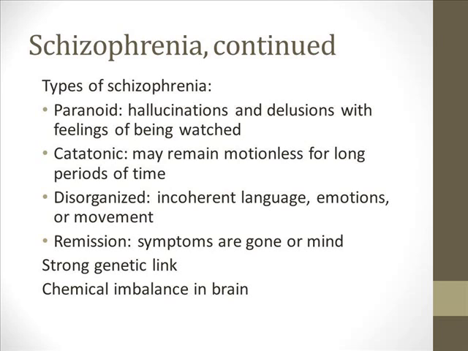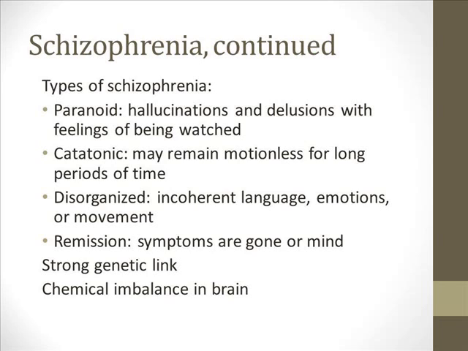There's several different types of schizophrenia. The first is paranoid schizophrenia. That's where you have hallucinations and delusions with feelings of being watched, observed from afar. So that is somebody's watching me, somebody's keeping track of me. It might be the government, it might be a foreign agent, it might be that there's a spy trying to get me, there's an evil person trying to get me. That would be paranoid schizophrenia.